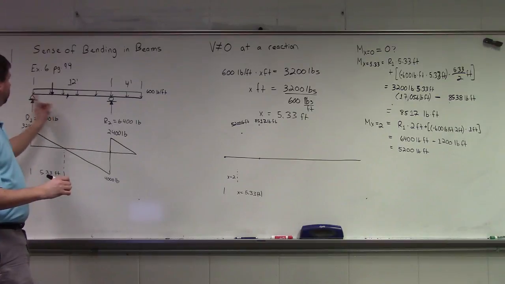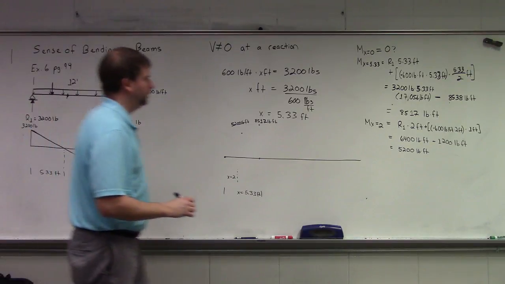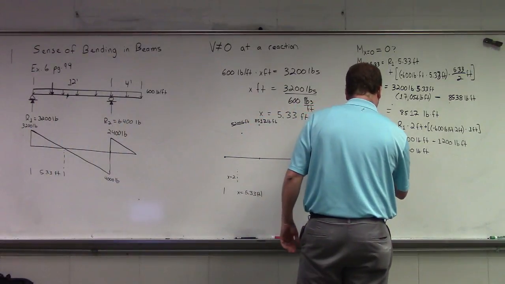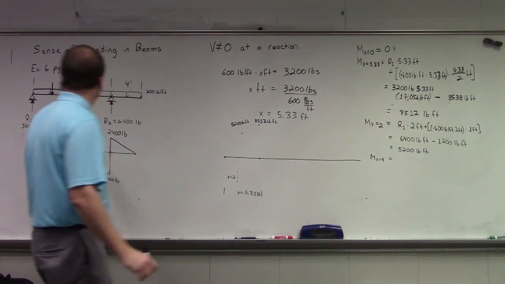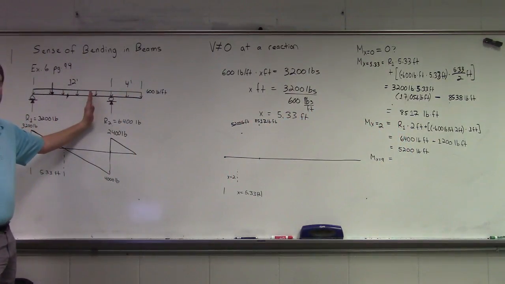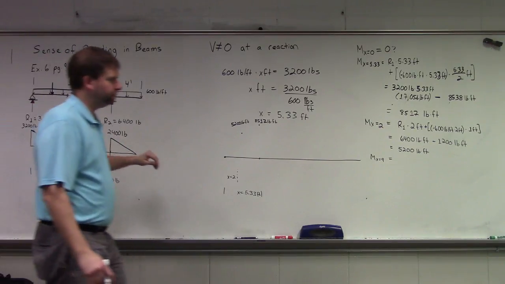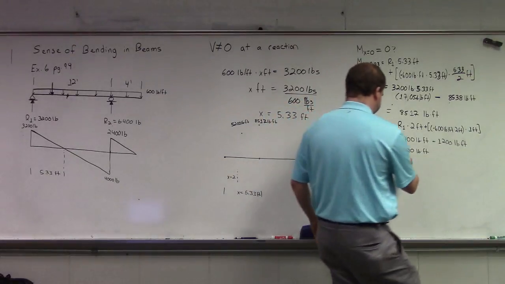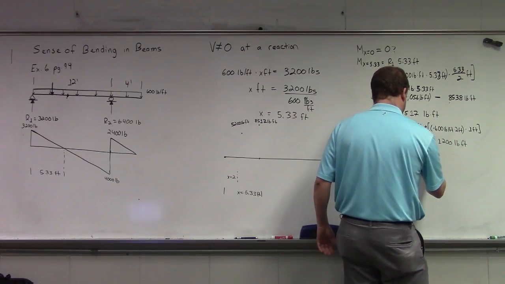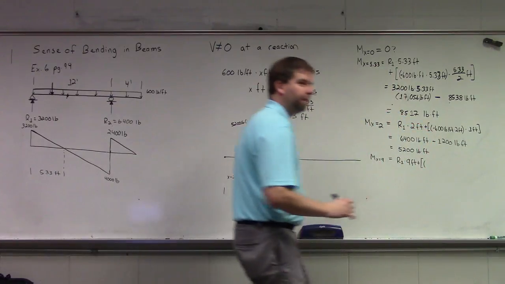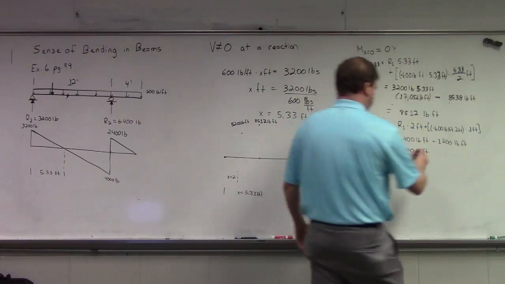Let's look at, so we got 12 feet there. Let's look at M of x equal 9. Okay, so now we're about here. What do we have? Still have R1, right? Times 9 feet. Negative 600 times 9 is 4.5.